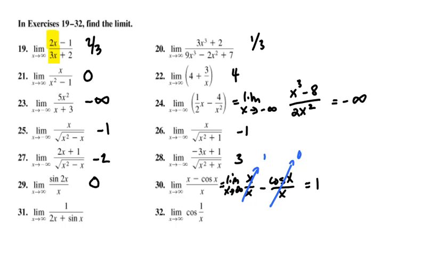All right, number 31. Here we can't do that. We can't split them up. It doesn't make the hard shape. It's an upside down hard.